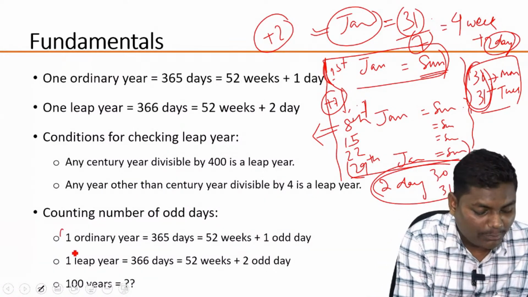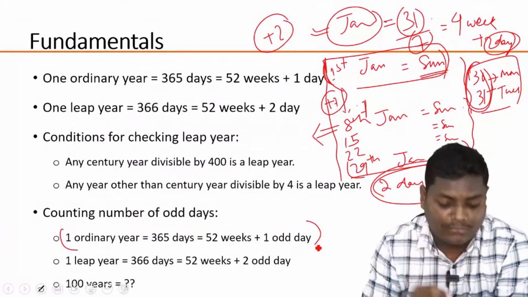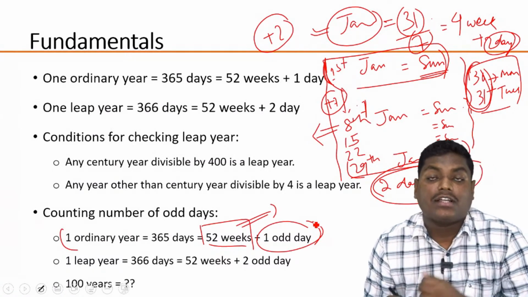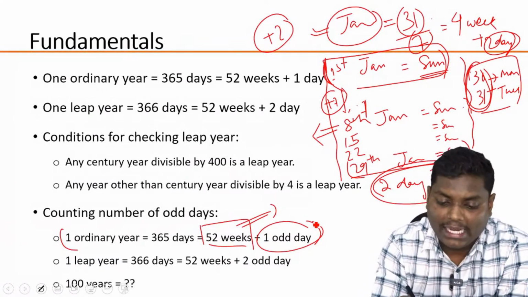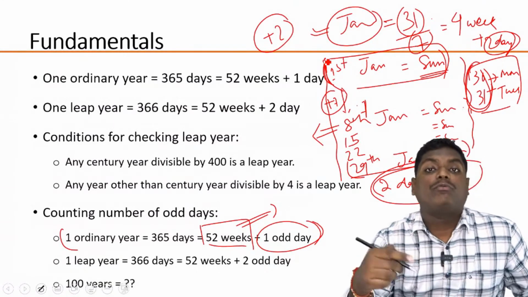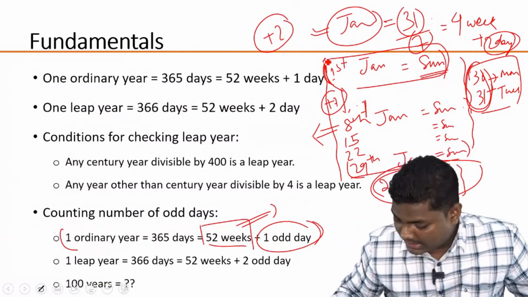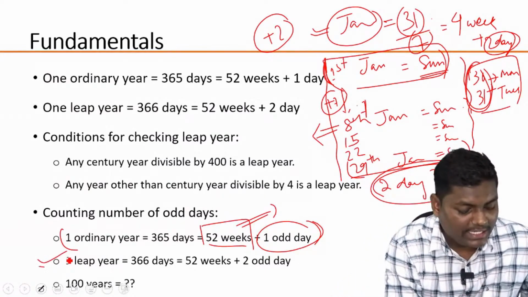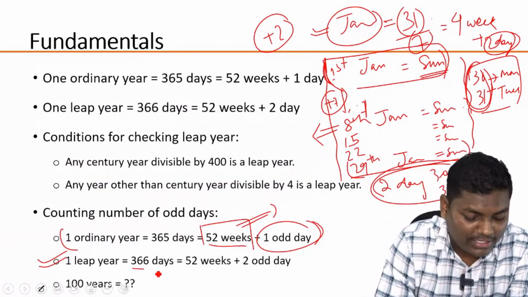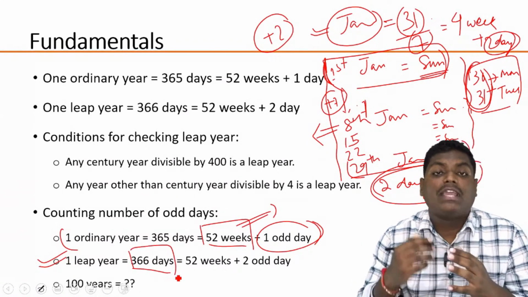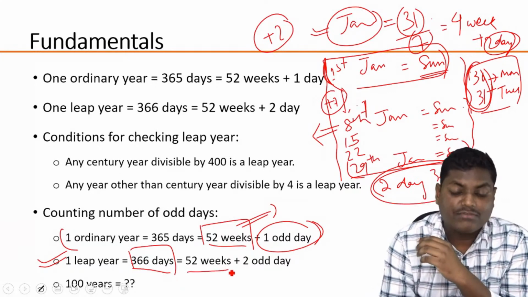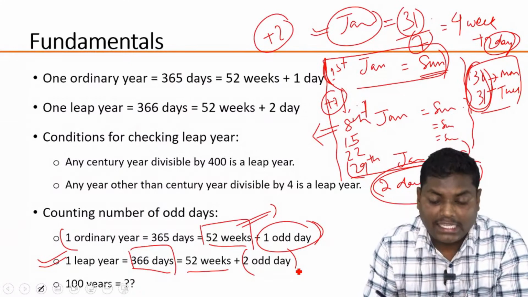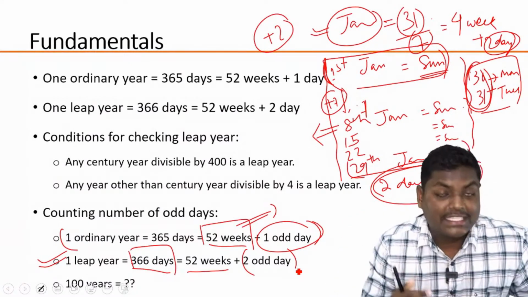So in a particular year we have 52 weeks and 1 odd day extra. Maybe we'll take one question and try to understand this. Similarly, in 1 leap year we have 366 days. So we have discussed that for 366 days we'll have 52 weeks and 2 odd days extra. That means these last 2 days need to be added up. We'll see with this example.